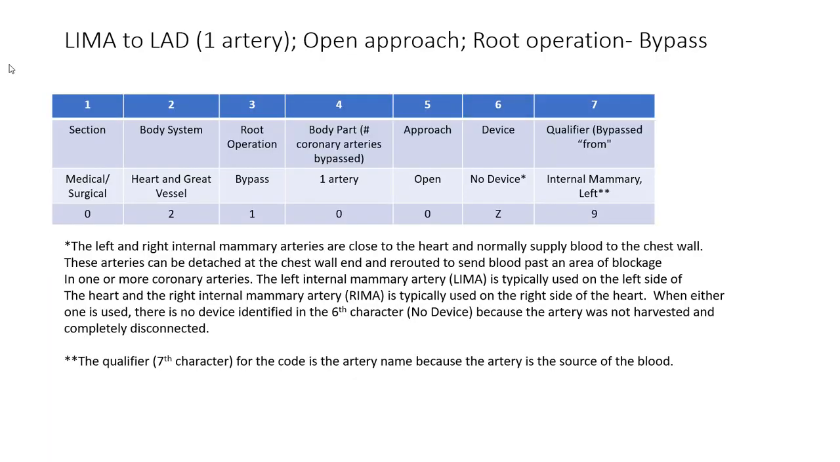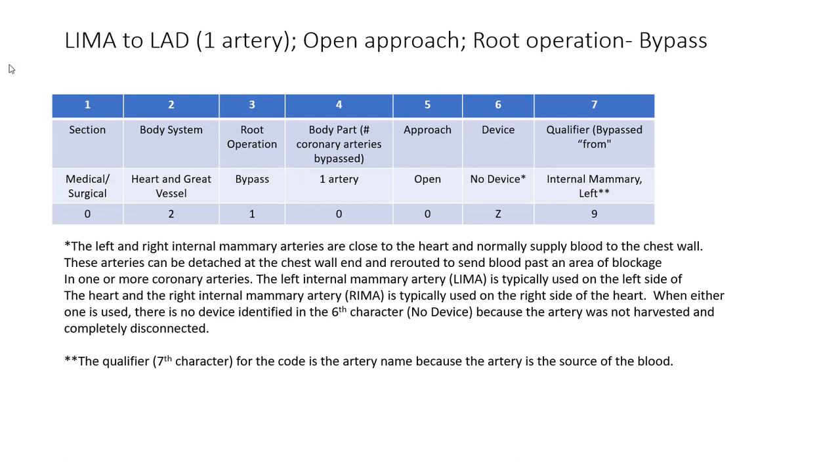The first one is the left internal mammary artery to the left anterior descending. That's one coronary artery. We know it's an open approach. We know our root operation is a bypass. So then we start looking across. We've got to determine our device and our qualifier. The notes I have here for you are from your book.